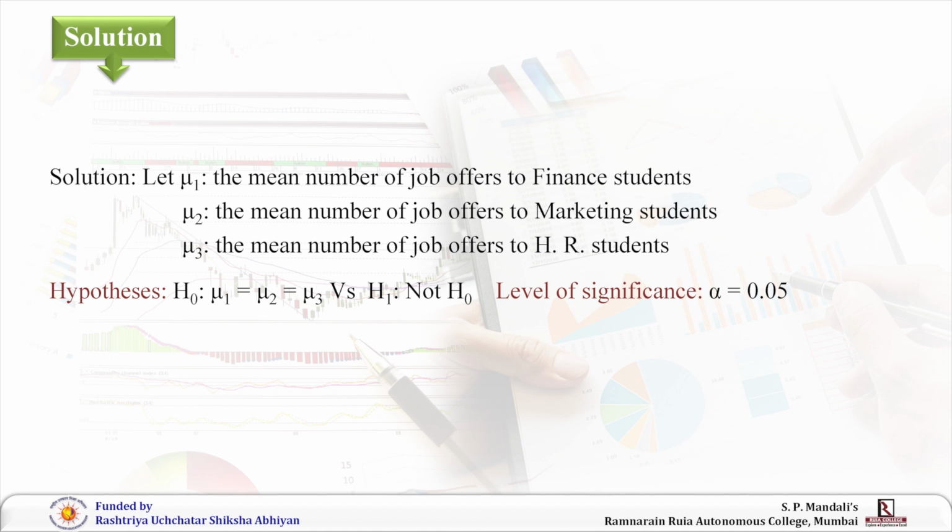Let mu1 be the mean number of jobs offered to the finance students, mu2 be the mean number of jobs offered to the marketing students, and mu3 be the mean number of jobs offered to the HR students. The hypothesis to be tested is H0: mu1 equal to mu2 equal to mu3 against the alternative not H0, that is, either of the 3 means is unequal. The level of significance mentioned is 5%.